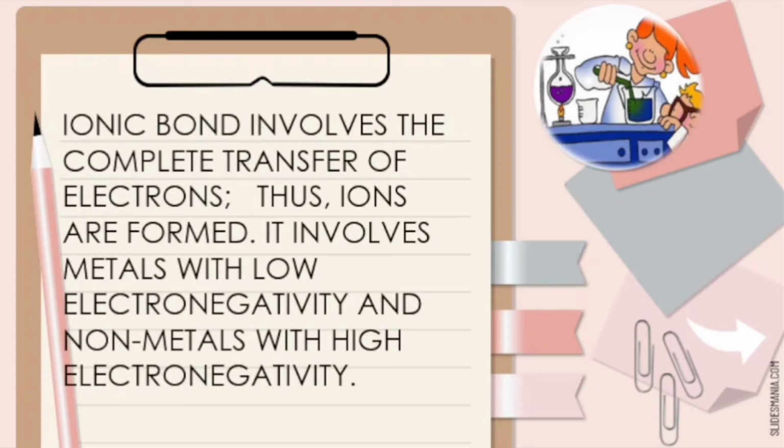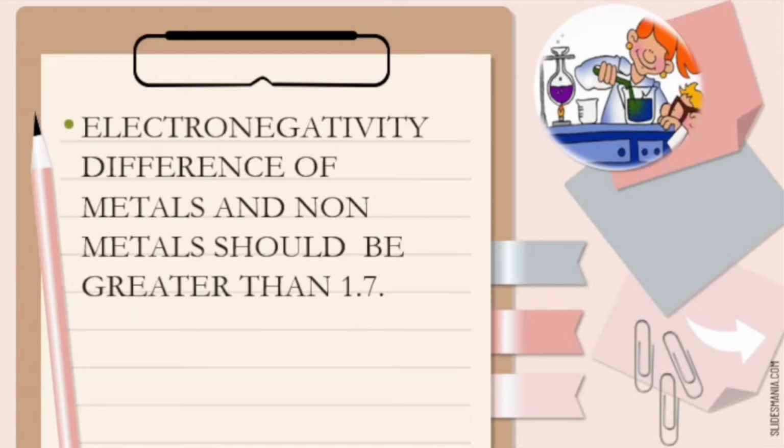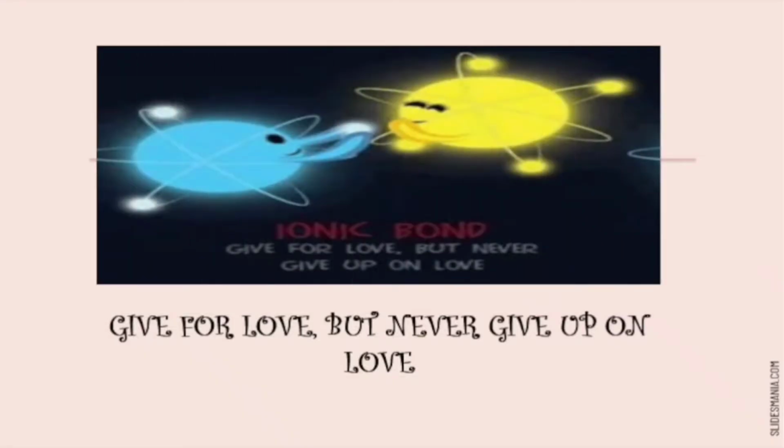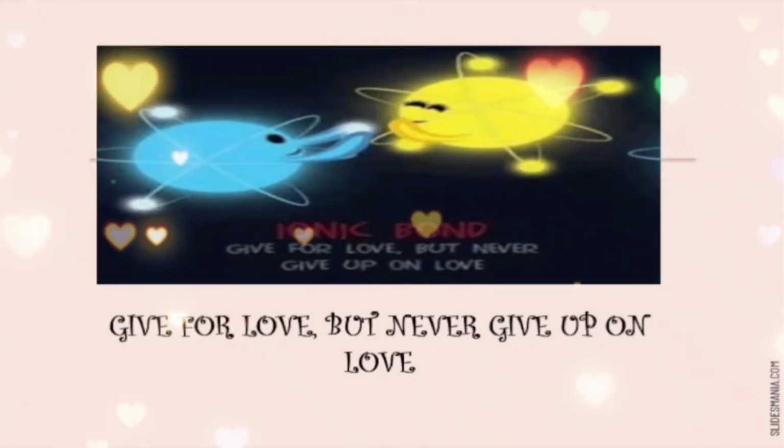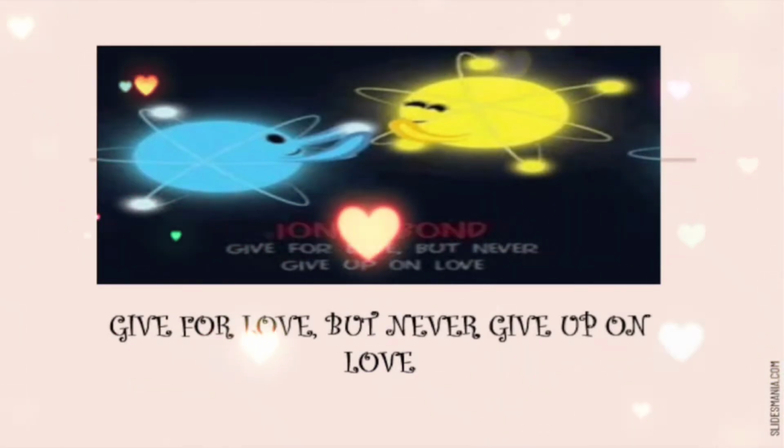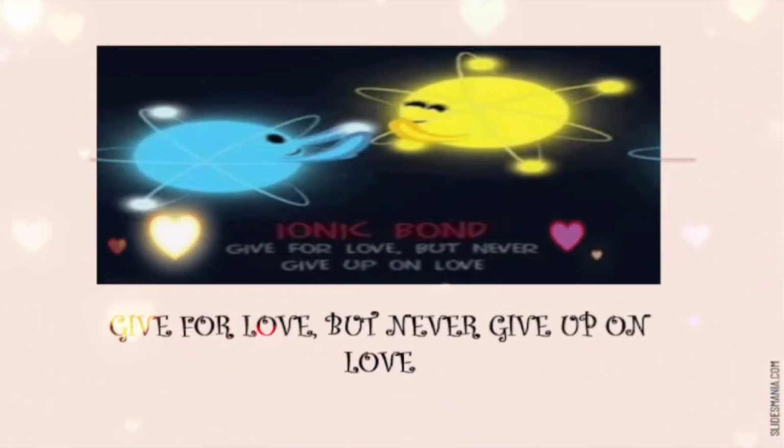Ionic bond involves complete transfer of electrons. Thus, ions are formed. It involves metals with low electronegativity and non-metals with high electronegativity. The lesson that we can get from ionic bonding is to give for love but never give up on love. Just keep on loving and spreading love.